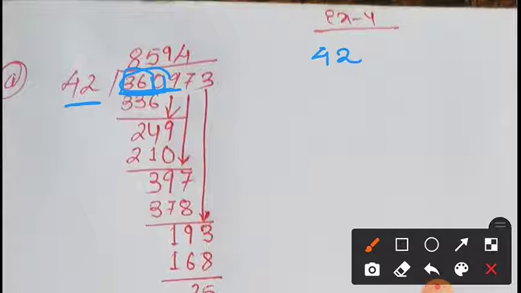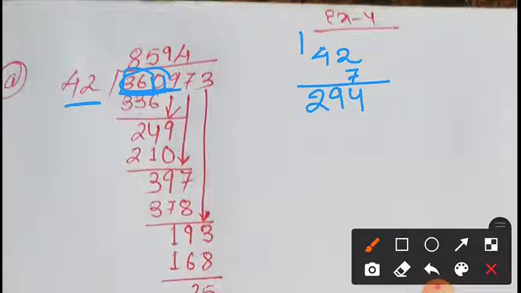I will try to find 360 in the table of 42. If I multiply 42 by 7, what do I get? 7 2s are 14, carry 1, 7 4s are 28, 28 plus 1 is 294. So 294 is still smaller than 360.